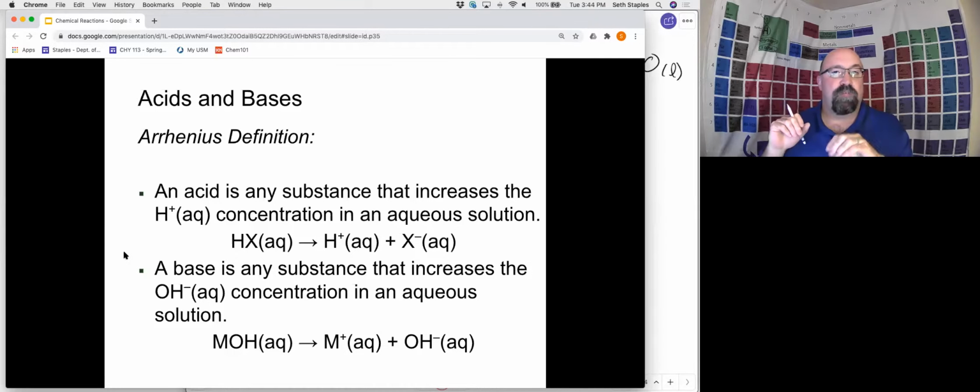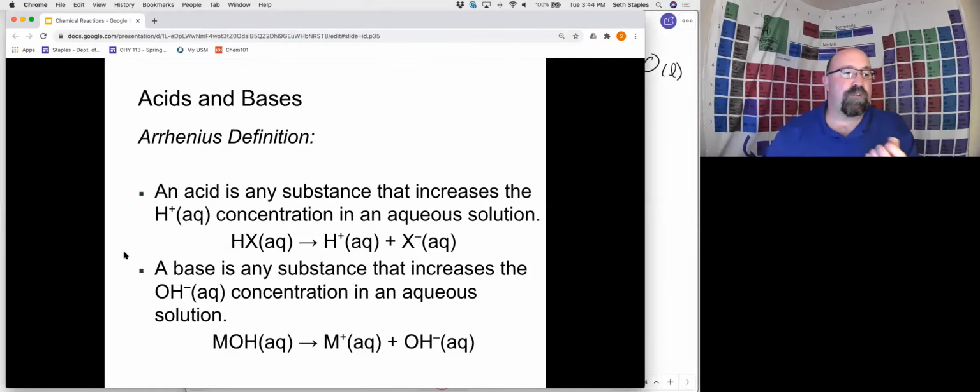Whereas the definition of an Arrhenius base is anything that increases our OH-. M, standing for a generic metal there, not a specific element, is going to split apart and dissociate. As it does so, that hydroxide, that OH-, is going to split off. And so an Arrhenius base is any substance that increases that amount of OH-.